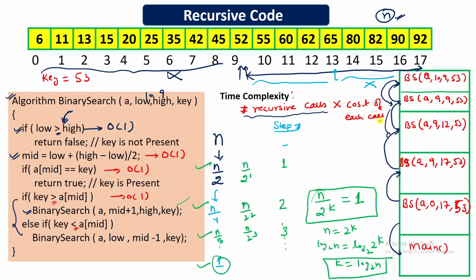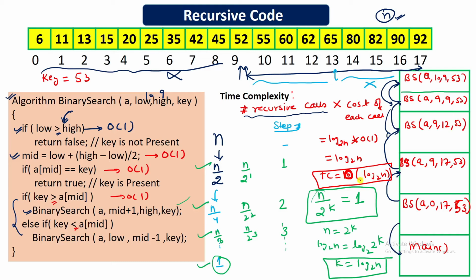So the cost of each call is simply order of 1. The total number of recursive calls is log n, into order of 1 as the cost. So this will be log n. So your time complexity is big O of log n. In the worst case, your total number of calls will be log of n. This is the worst case.